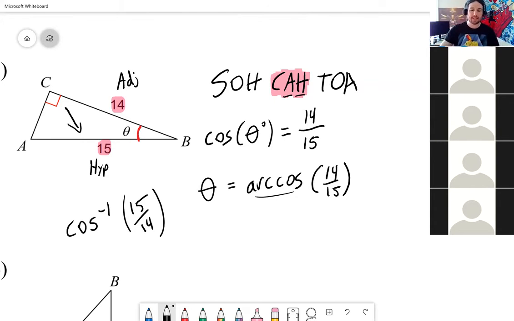So if you accidentally flip your fraction and get a number that's bigger than 1, 15 over 14 is 1 point something, then your calculator or computer will let you know that you're trying to arc cosine something that you can't. You can't arc cosine anything bigger than 1, because there is no angle that will give you a ratio bigger than 1. The hypotenuse has to be on the bottom. It's always less than 1.